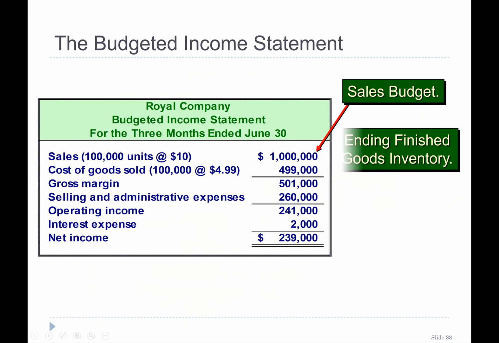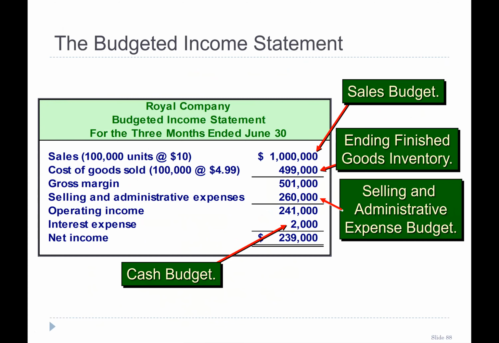So we know that our budgeted sales for 3 months is going to be 1 million, right? Which means April, May, and June. This is the quarter sales. Our quarter's cost of goods sold is 499. Why? Because 499 is our cost of goods sold.